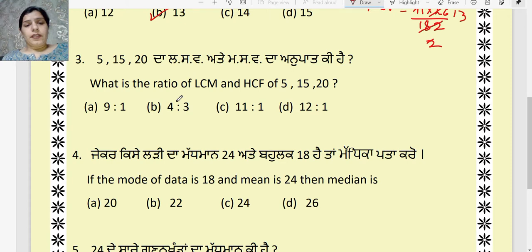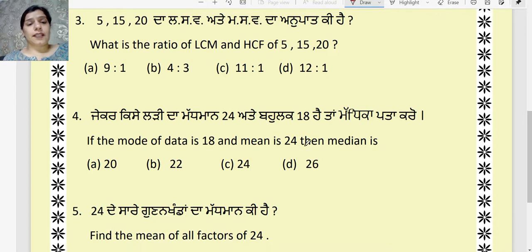Question number 3. What is the ratio of the LCM and HCF of 5, 15 and 20? Beta, for finding the ratio of LCM and HCF of 5, 15 and 20, first of all you will find the LCM and HCF. अब LCM and HCF निकालने के लिए I will write the prime factors. Prime factors of 5 is 5, of 15 is 3 multiplied by 5, and of 20 is 2 multiplied by 2 multiplied by 5. So HCF you can easily see the common factor is only 5.